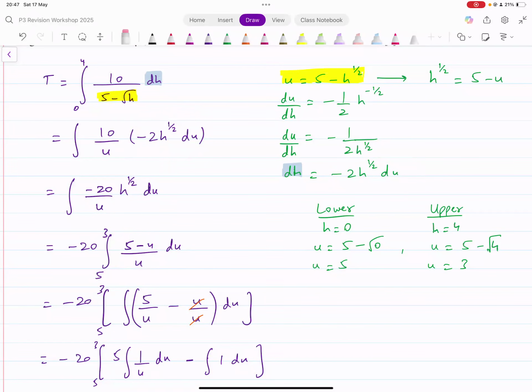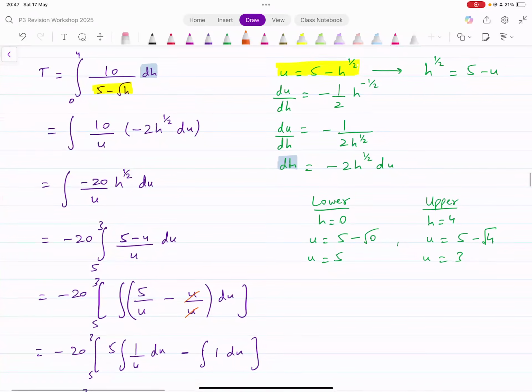What about the limits now? What are the limits? The lower limit is 0 and the upper limit is 4, right? These are the limits. These are the values of h. What are the corresponding values of u going to be? U turns out to be 5 here and u turns out to be 3 here. And you see the lower limit is 5 and the upper limit is 3. Lower limit is a bigger value. Upper limit is a smaller value.